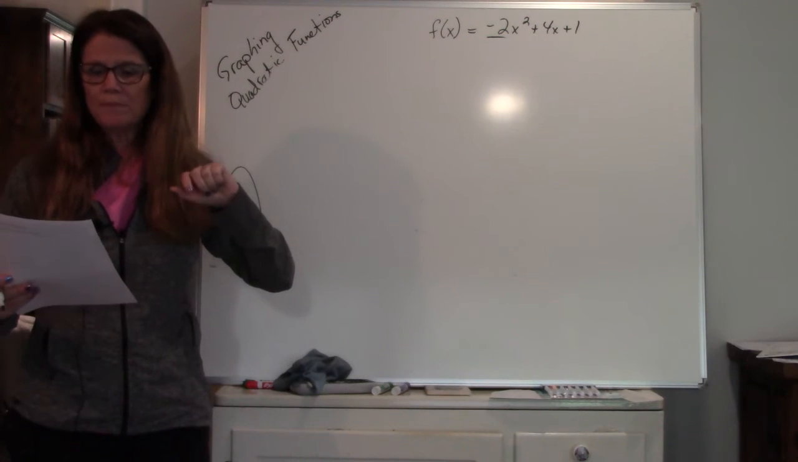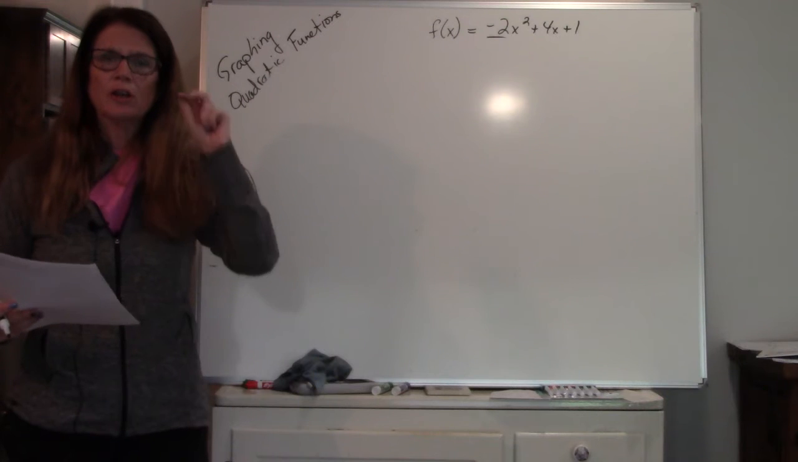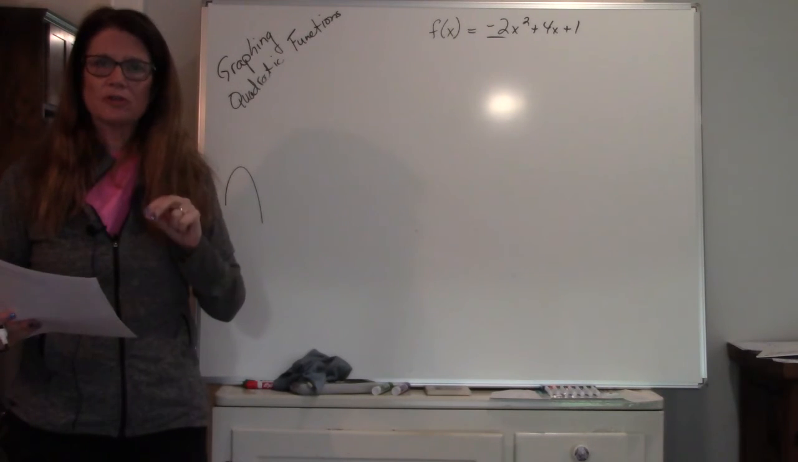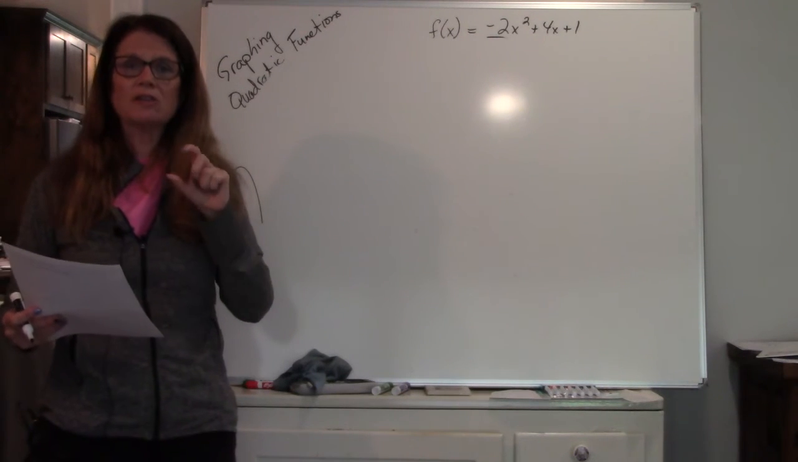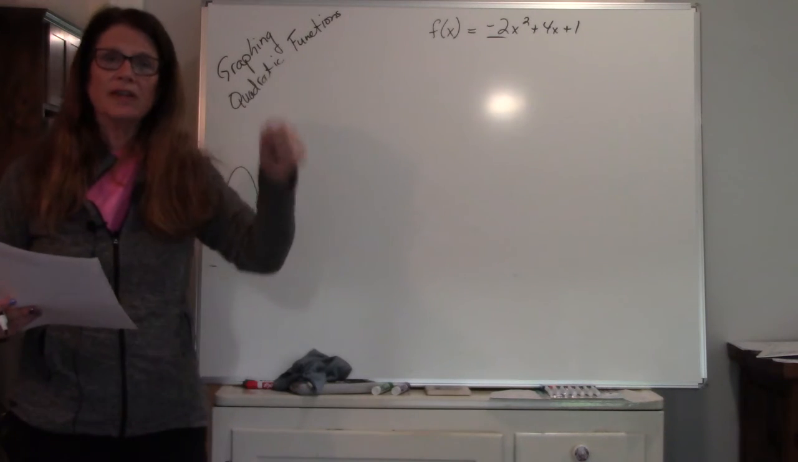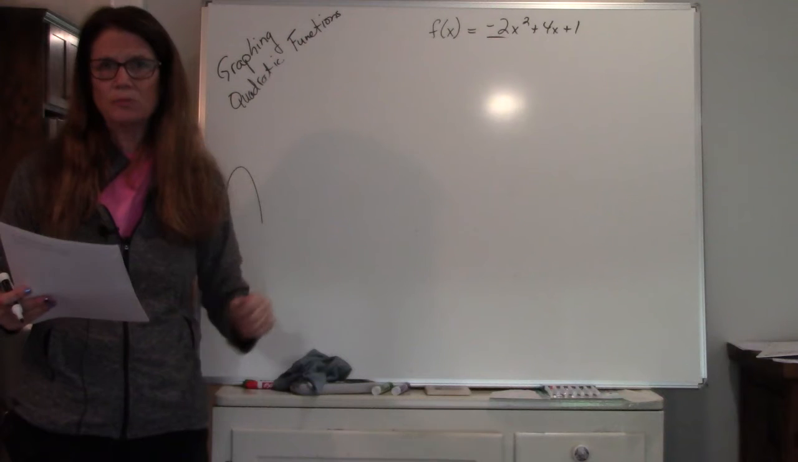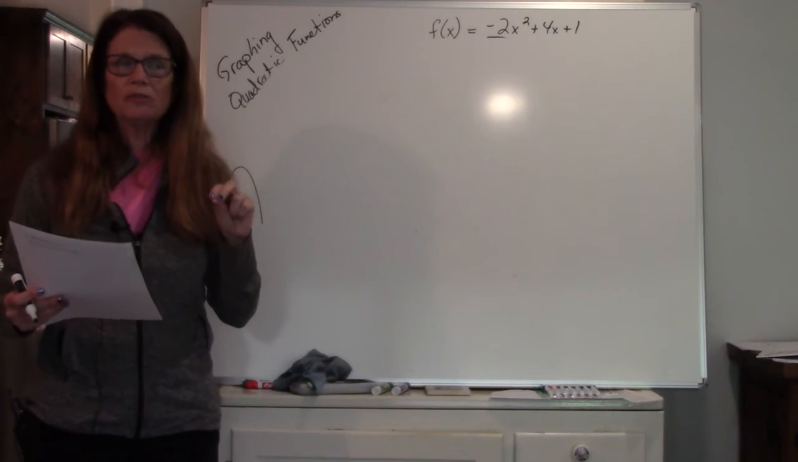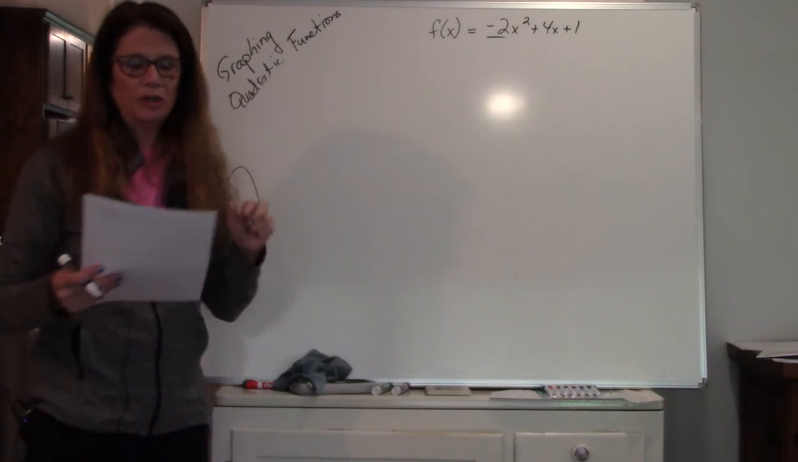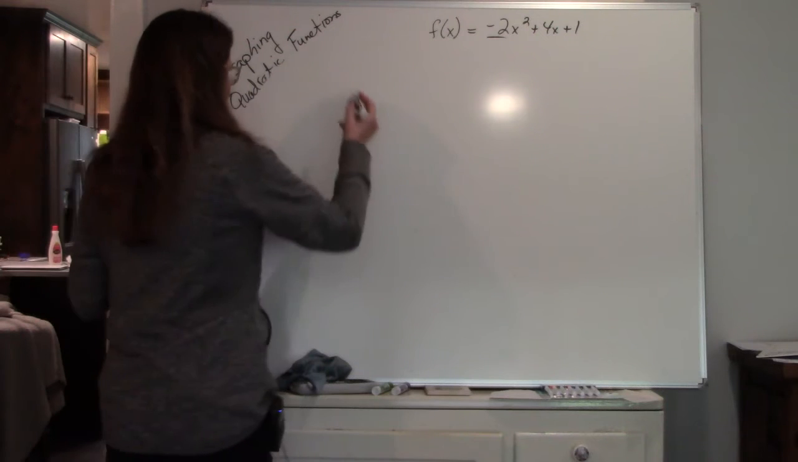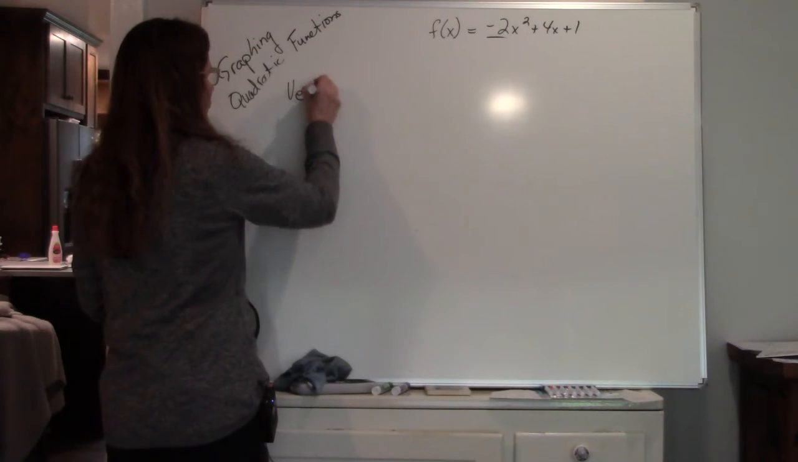So the first part is we are looking for the vertex. We always look for the vertex first. The reason for that is because the vertex determines the axis of symmetry, it determines the domain, and it determines the range. So just by doing the vertex, we can answer 4 different questions. So we're going to start with the vertex.